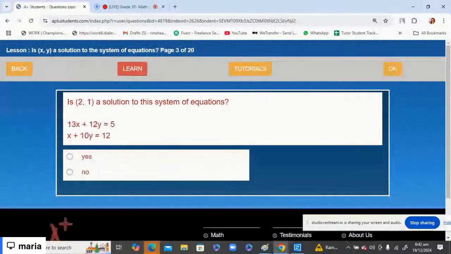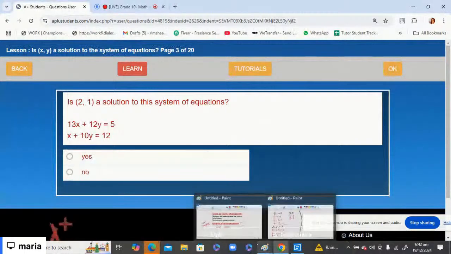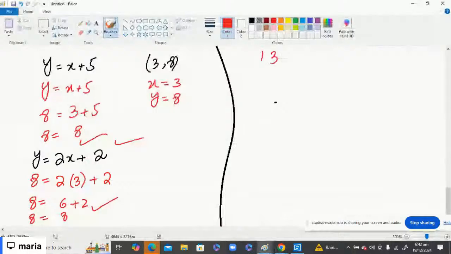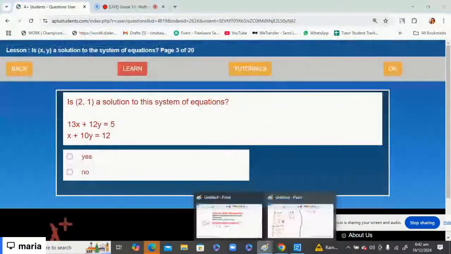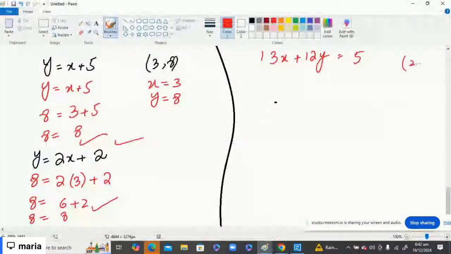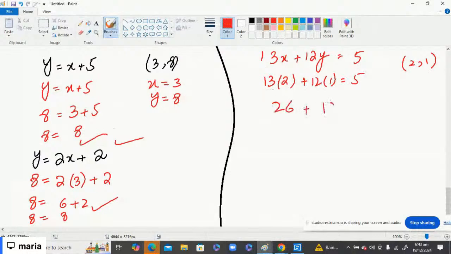Is 2, 1 a solution to this system of equations? 13x plus 12y equals 5, and here is 2 and 1. 13 with the 2 and 12 with the 1 equals 5. Okay, 13 times 2 is 26, plus 12 times 1 is 12, so the left side is 38 and here is 5.